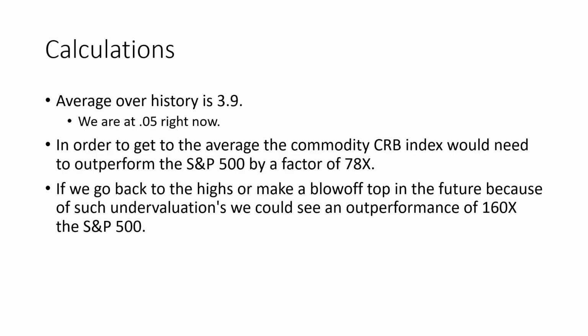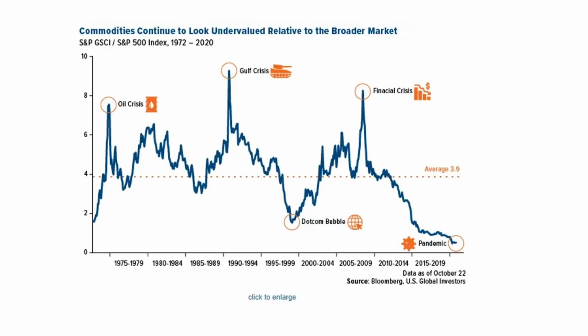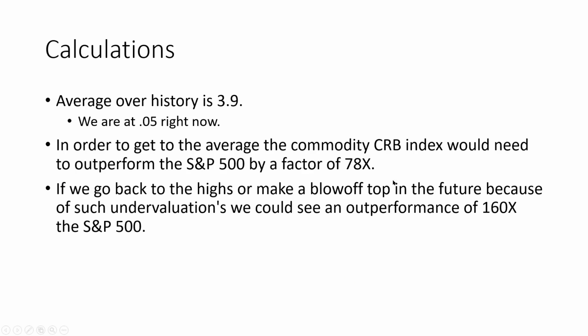Now, if we go back to the highs, remember the highs were somewhere around 8. That's about the highs here. Now, if we were to go back to highs or make a blow-off top in the future, because of such undervaluations that we have today, we could see an outperformance of commodities to the S&P 500 of 160 times. That means that your $1 in commodities could eventually buy 160 times more S&P 500. That makes sense. It is a very large undervaluation and anomaly in history for commodities to be this cheap in relationship to stocks.